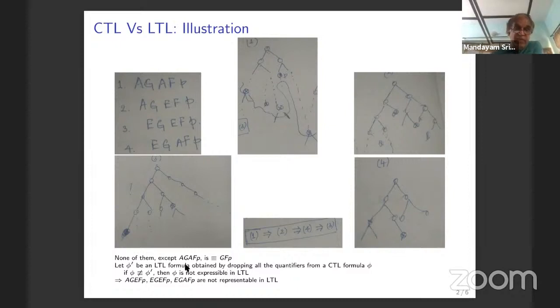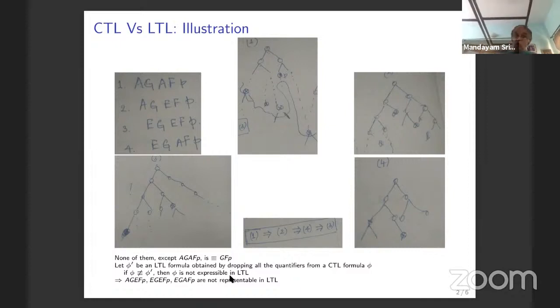So here is the result. Let phi prime be an LTL formula obtained by dropping all the quantifiers from CTL formula phi. If after dropping the quantifiers the two formulas are equivalent, then of course you have found a corresponding LTL formula. But if they are not equivalent, then it turns out that formula phi is not expressible in LTL at all.